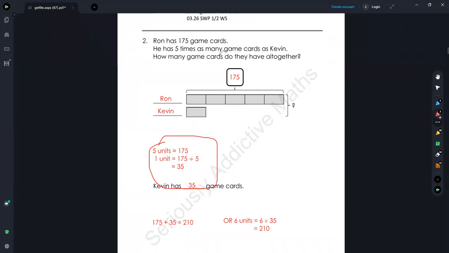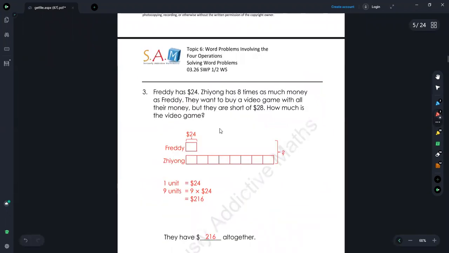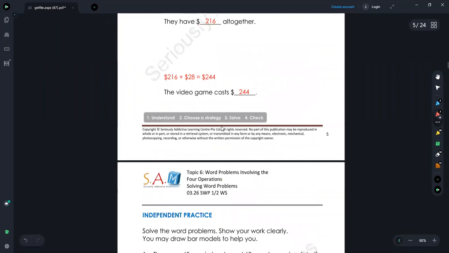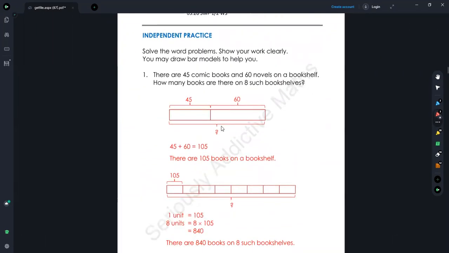Okay. Now, after you have gone through this, oh, sorry, there's another question, right? Question 3. All right, same thing. Go through with them. Okay, draw it out. Right. This one is not scaffolded at all, right? So you need to take them step by step. Okay. After that, all right, you might want to go through some questions with them. Okay, I leave it to you.